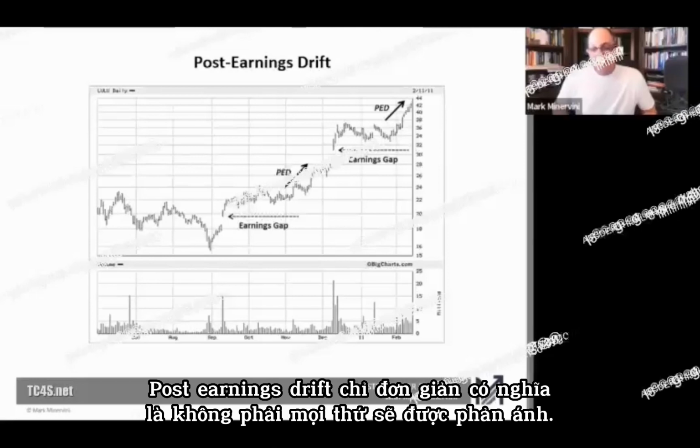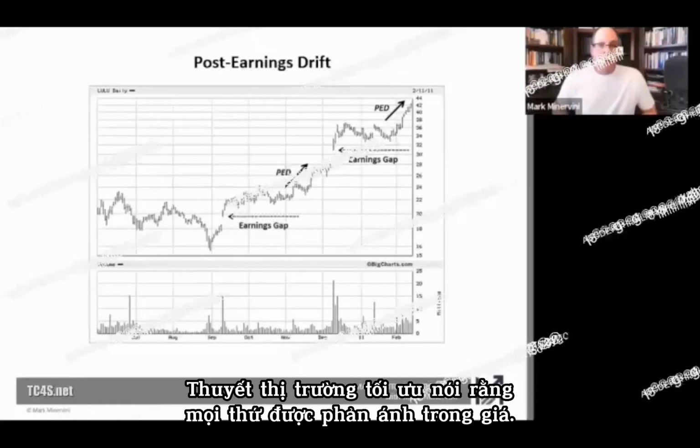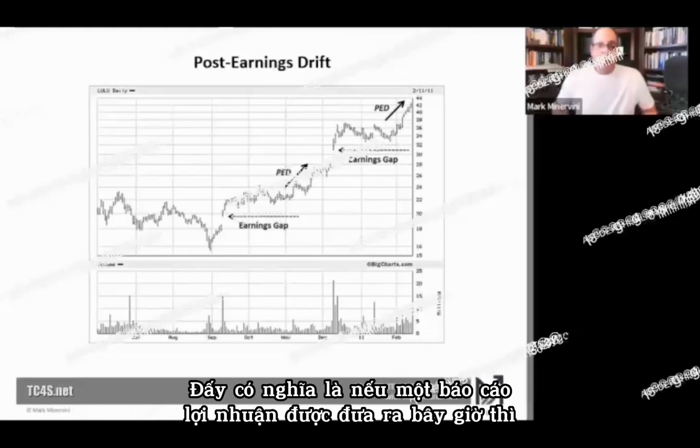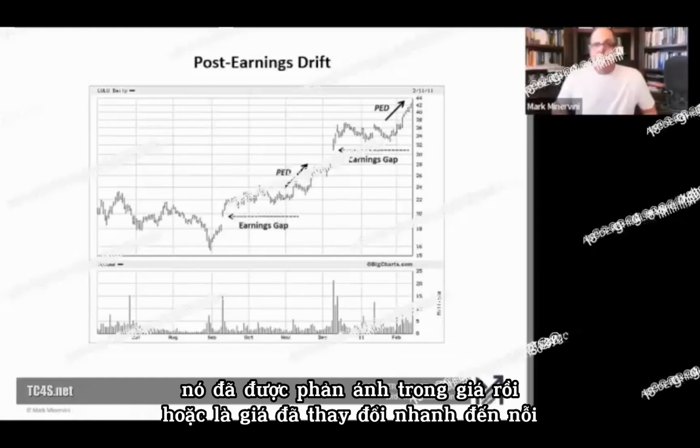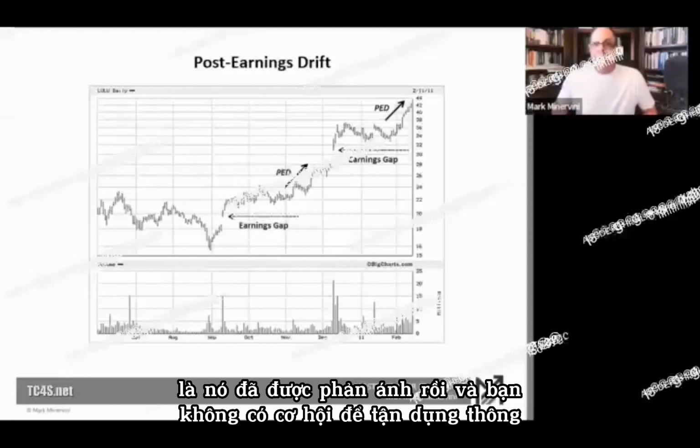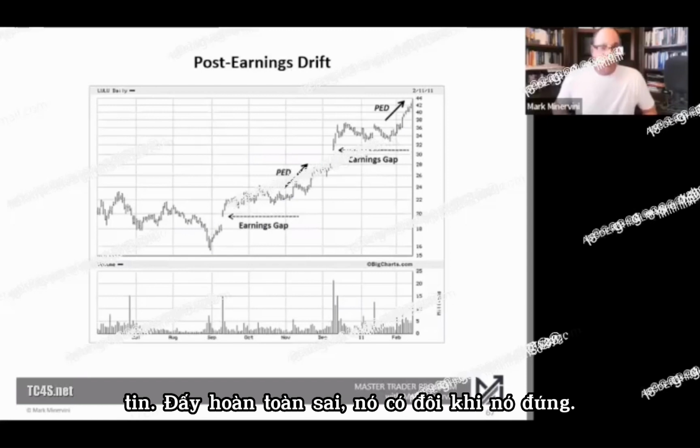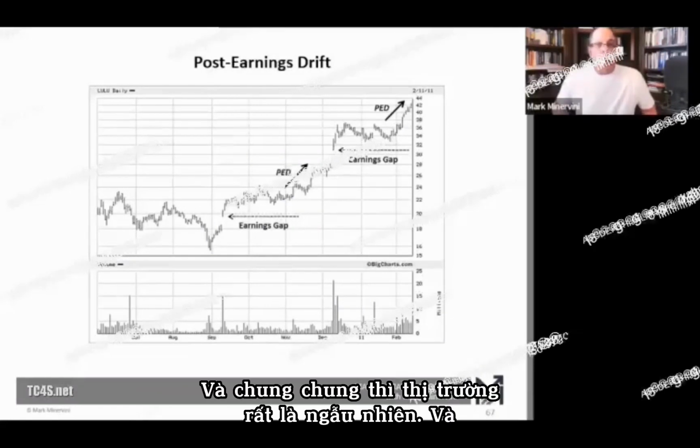Post-earnings drift just simply means that not everything's discounted. Now, the efficient market hypothesis says that everything's in the price. So that would mean that if an earnings report comes out today, it's either already in the price or the price will move so quickly that it will discount it and you won't have a chance to really take advantage of that information. This is completely false. And in some cases, it's true. And overall, the market is very, very random.